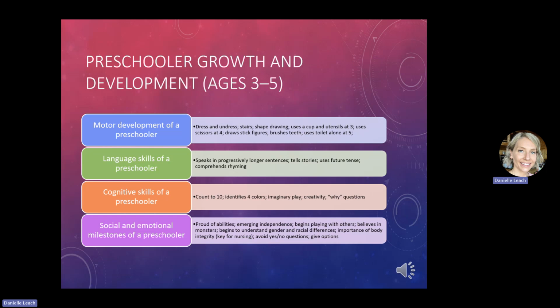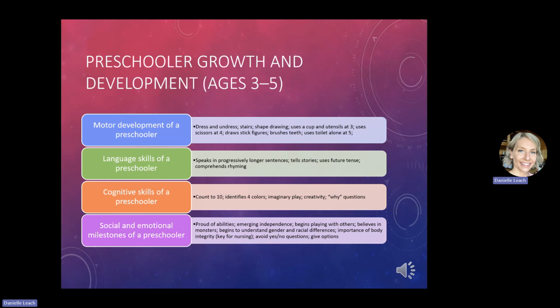Social and emotional milestones, they start to be proud of their abilities and become more and more independent. They start playing with others that are around their same age. They can also be scared of things, so they start to believe in monsters. They start to notice differences in gender and race. And they also are worried about their body integrity, which is key for nursing.